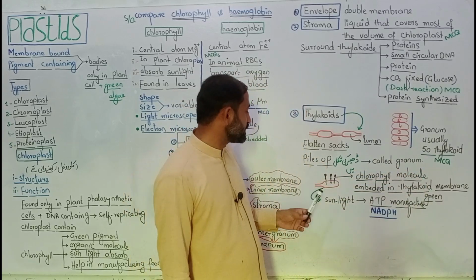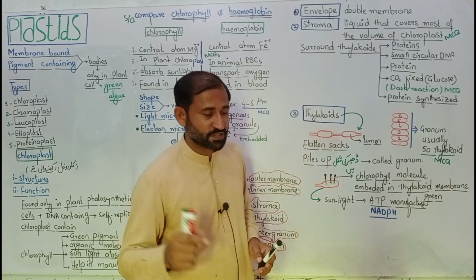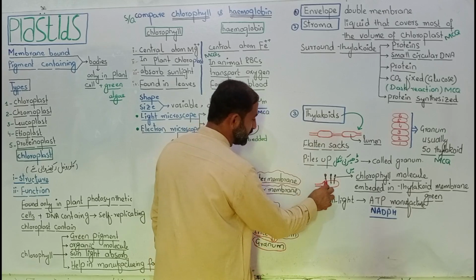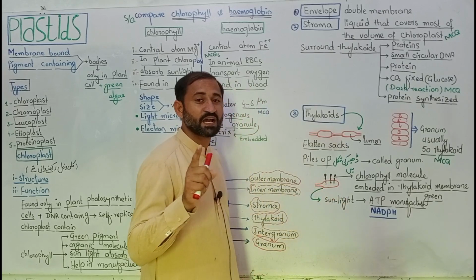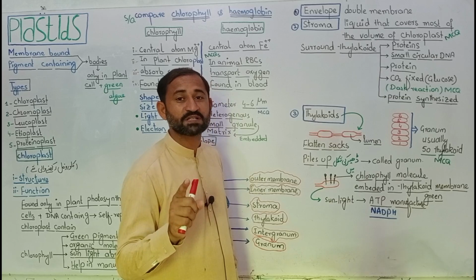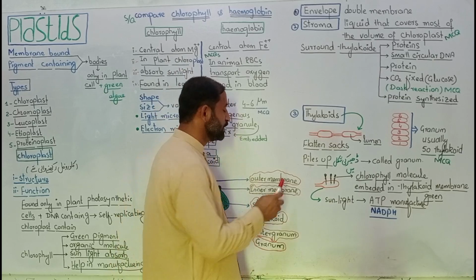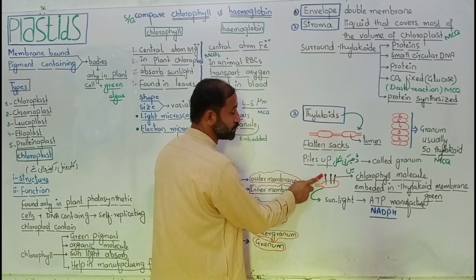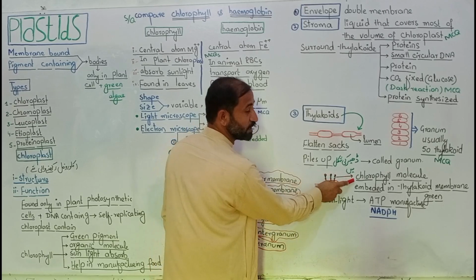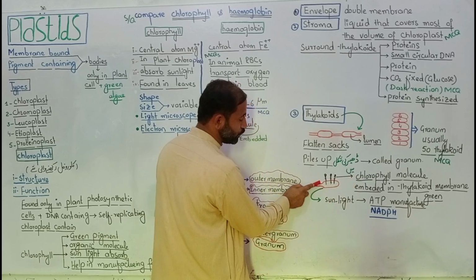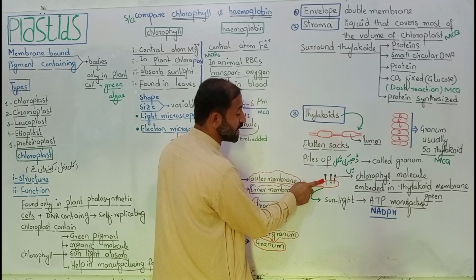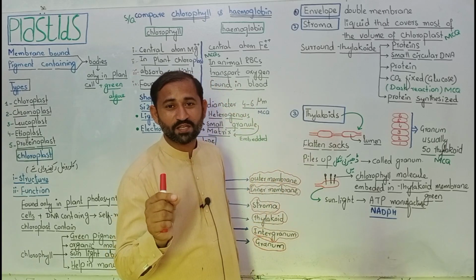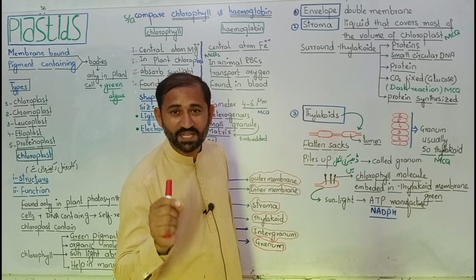The next one is very conceptual. This is a thylakoid, and the red line represents the thylakoid membrane. In the thylakoid membrane, this black point is known as chlorophyll. Chlorophyll is embedded in the membrane of the thylakoid.